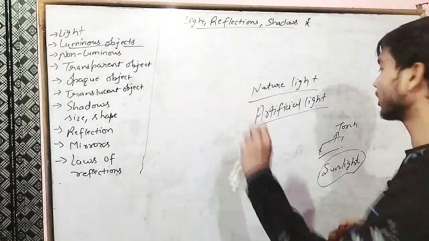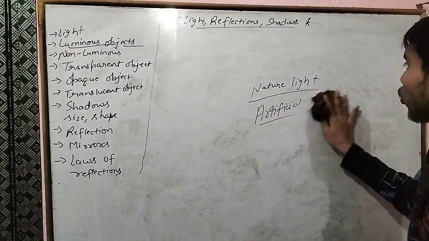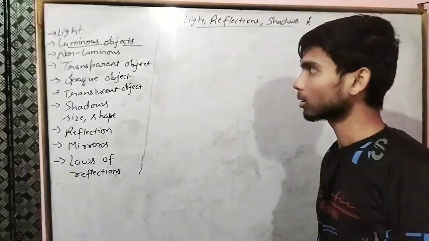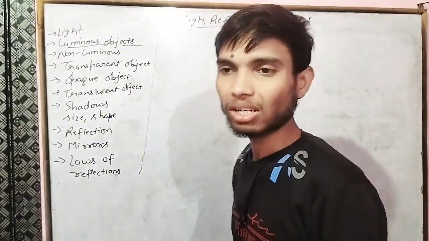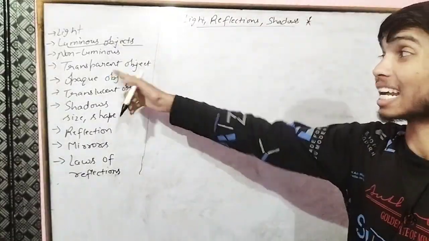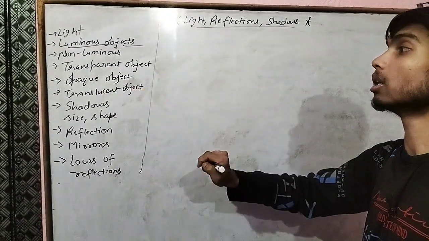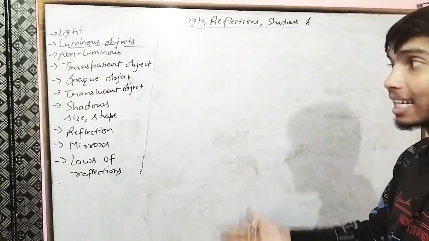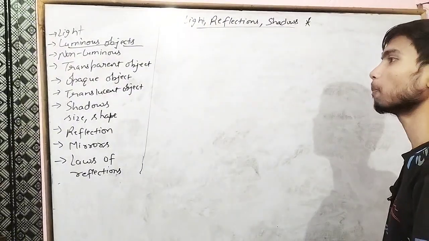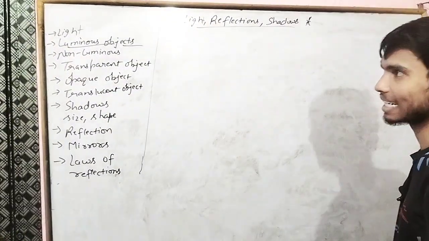Now it is very interesting, and it is a scene as in real life. Still, we are going to identify which type of object would be a transparent object, an opaque object, and a translucent object. With the definition and with the practical example, we will try to understand it.